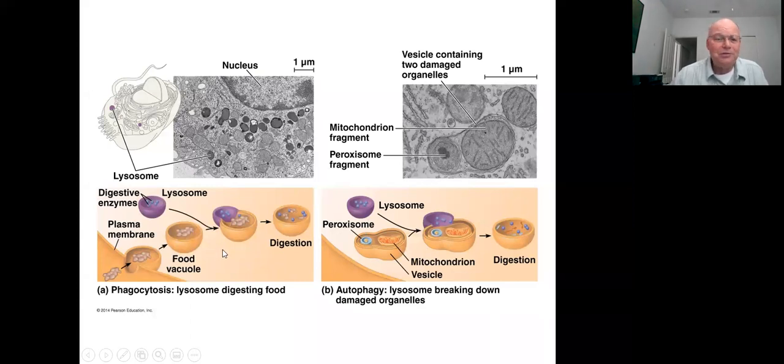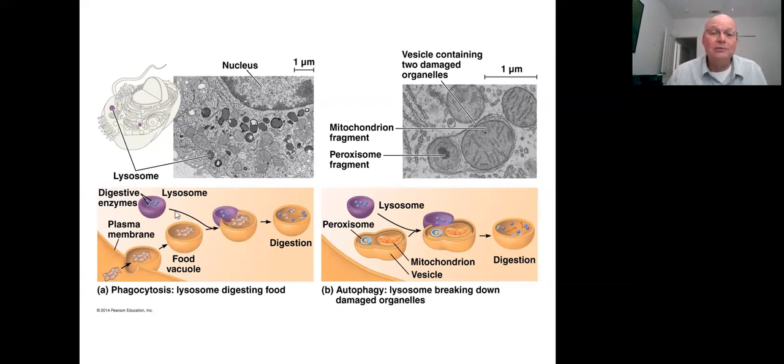If you've got phagocytosis going on, then this is the capture of a food particle, or it could be a bacterium in the case of cells from the immune system. They get encapsulated in a specialized vacuole called a food vacuole. A lysosome then comes along and fuses with it. The digestive enzymes go to work and break this down. So there are cells that you will encounter along the way this semester called amoebas. These are single-celled protists, and they feed this way. This is how they feed.